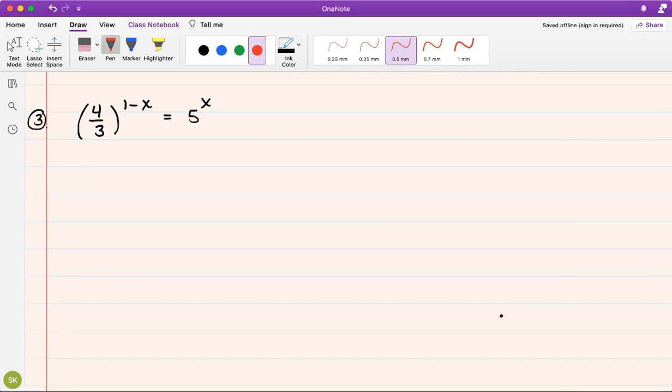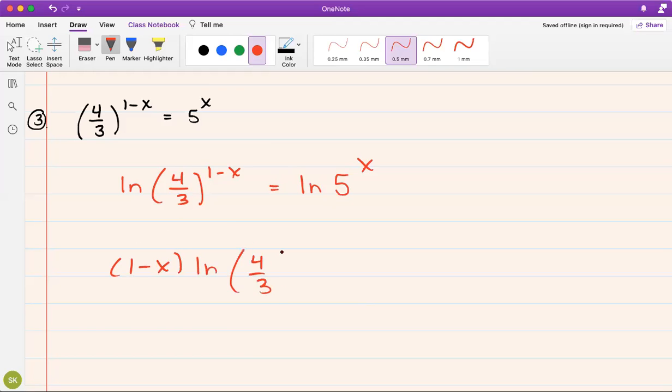Okay, so we have 4/3 raised to the 1 minus x is equal to 5 to the x. Whenever you can't make the bases look the same and you have x in the power, what you're going to do is take the log, whatever log you like, of both sides, and pull the powers down. So that's what we're going to do here. So we have ln of 4/3 to the 1 minus x is equal to ln of 5 to the x. Now pull the 1 minus x in the front because it's a power. And then pull this x in the front.